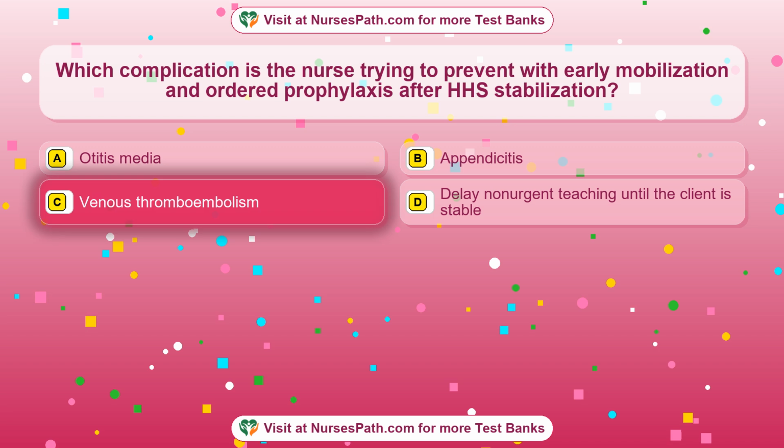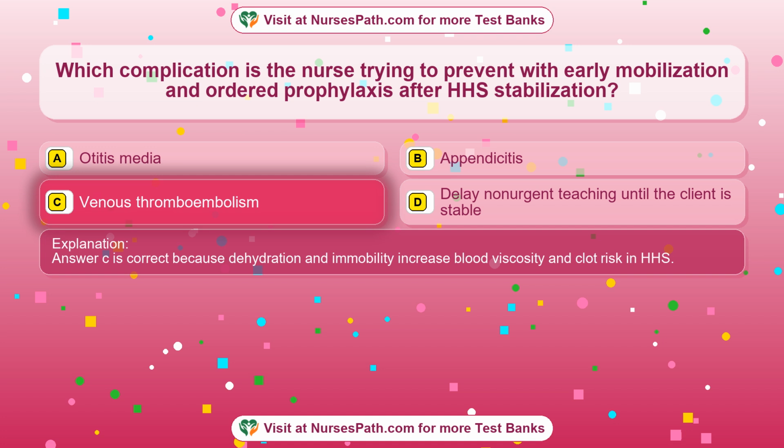The correct answer is option C, venous thromboembolism. Answer C is correct because dehydration and immobility increase blood viscosity and clot risk in HHS.